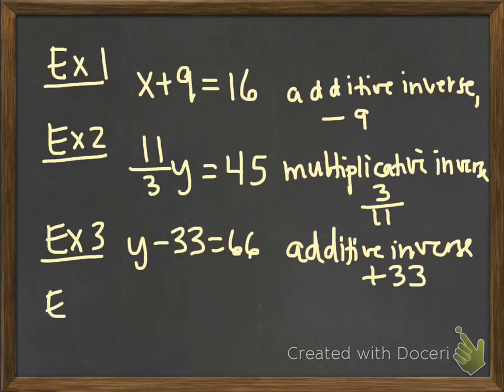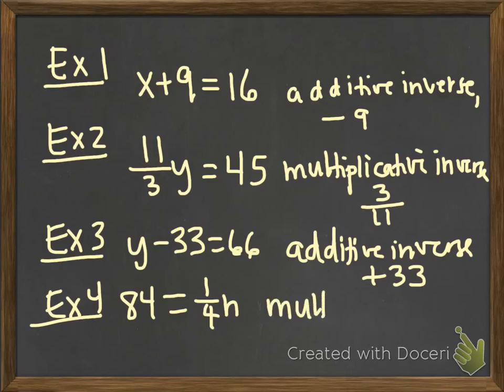And example 4, 84 equals 1/4 n. Okay, there's no adding or subtracting there, so we're going to be using the multiplicative inverse. And the reciprocal of 1/4 is 4 over 1.